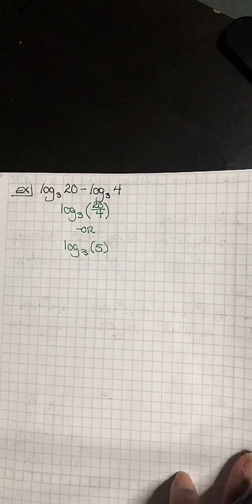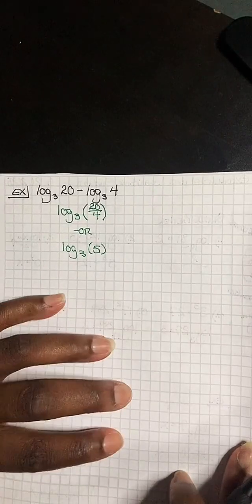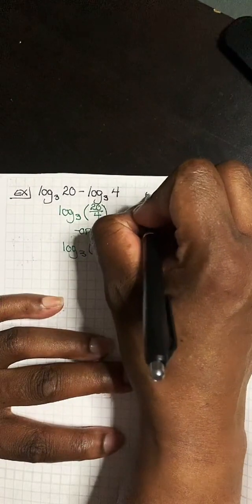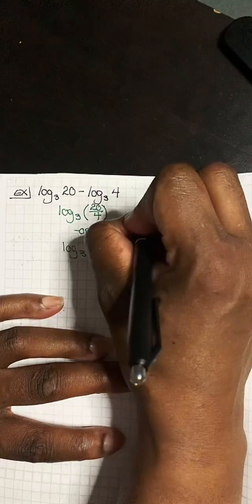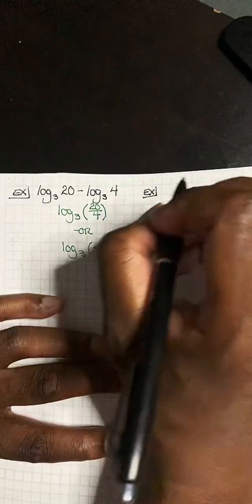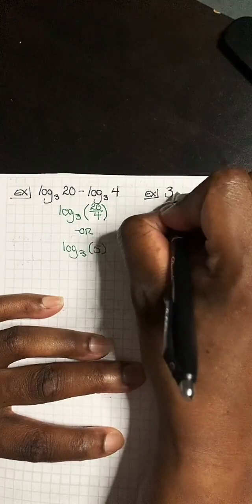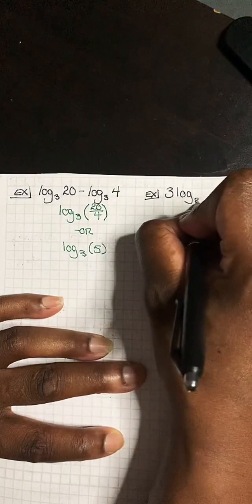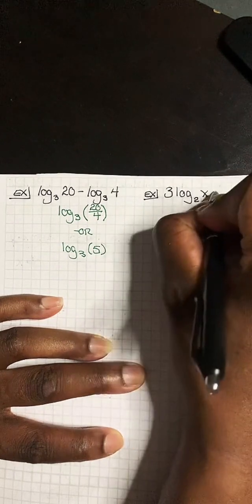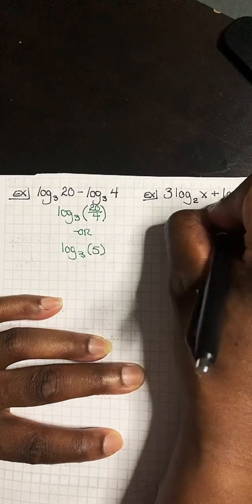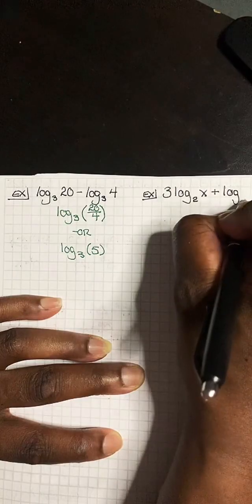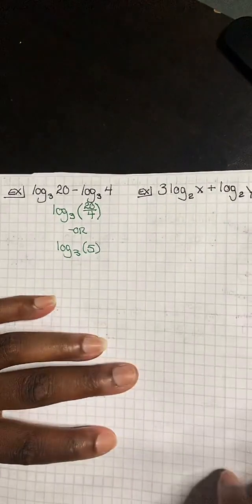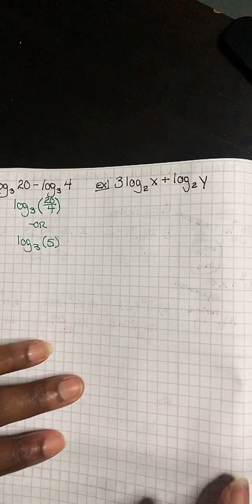See, when you first started this, you probably thought, oh my gosh, this is so hard. This is crazy. And then all of a sudden you're like, oh, it's not that bad. Okay, so let's try this one. So 3 times the log base 2 of x plus the log base 2 of y. Okay, condense this.